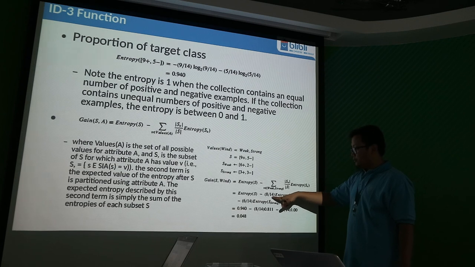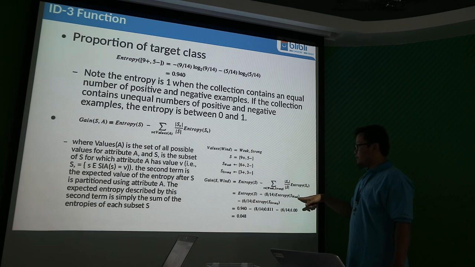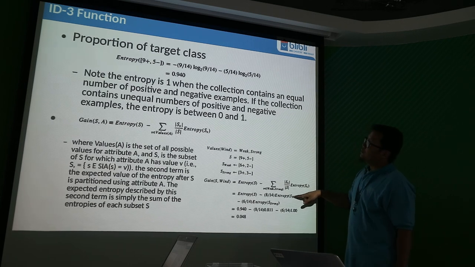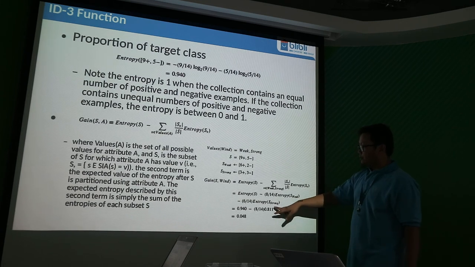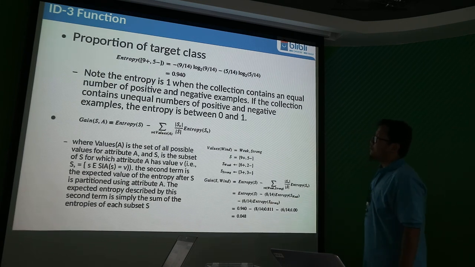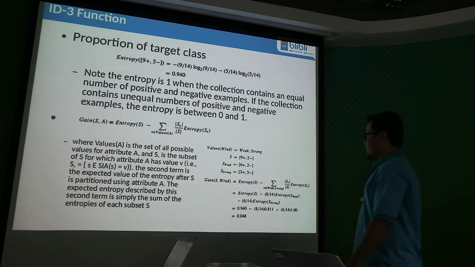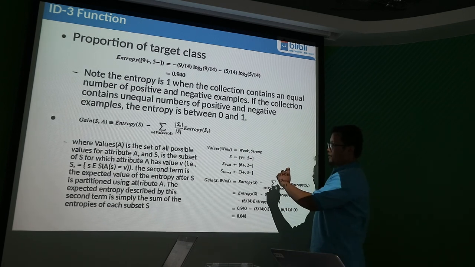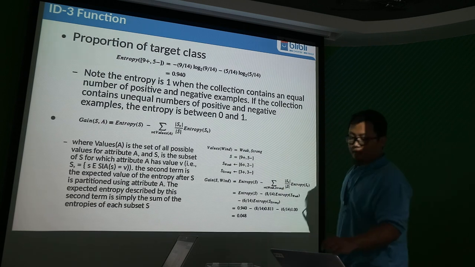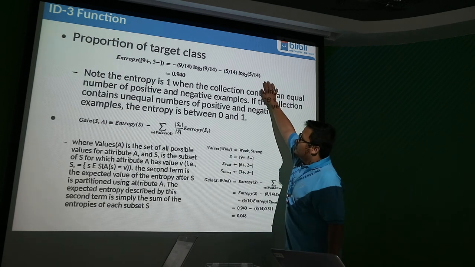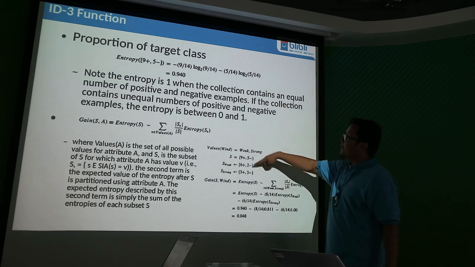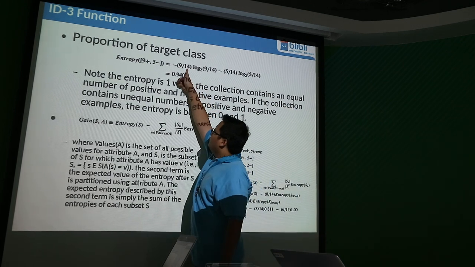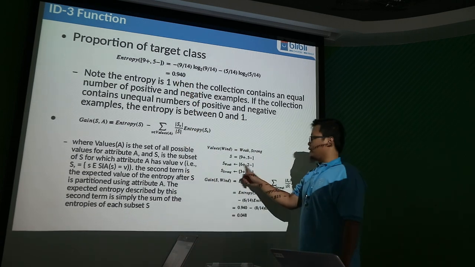So 8 per 14, and the entropy of weak. We count the entropy for weak and we count the entropy for strong. The entropy function will be something like this. So we use 6 divided by 8. This is the sum of the weak data.